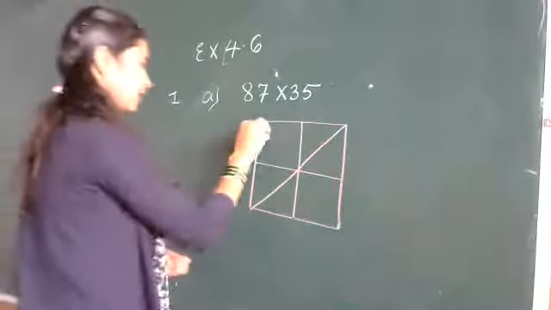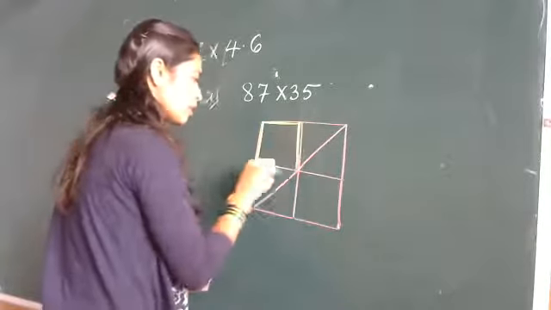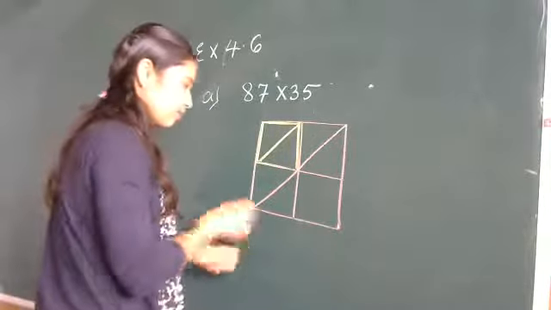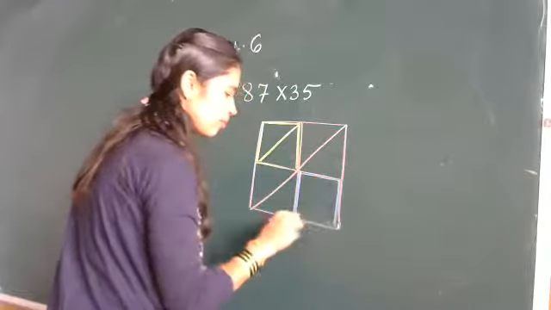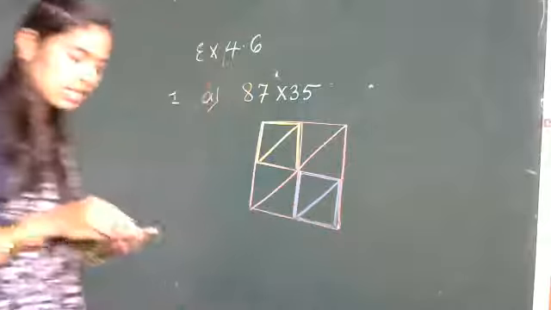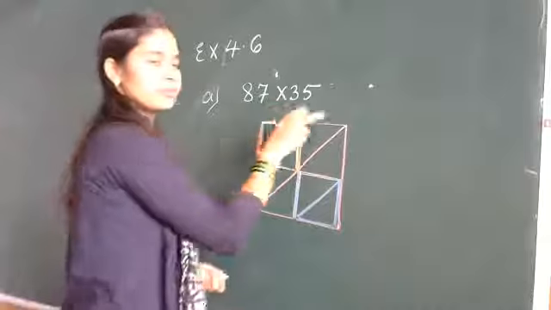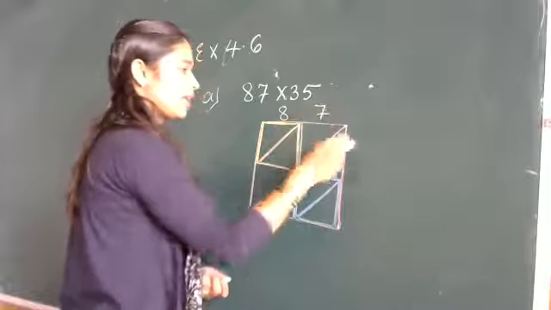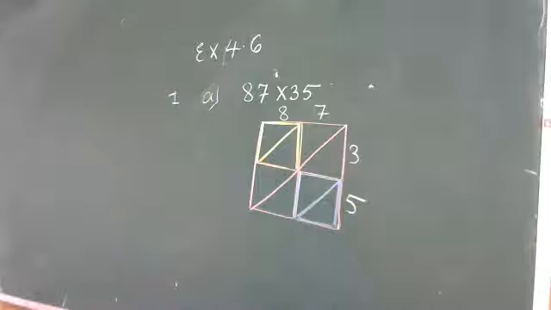Next, I will take this one. This is one more square. So I will draw the diagonal for this also. Next, this one, I will draw the diagonal for this. Now write the numbers. What will come here up? 87. It will come as 87. And beside it will come 35.